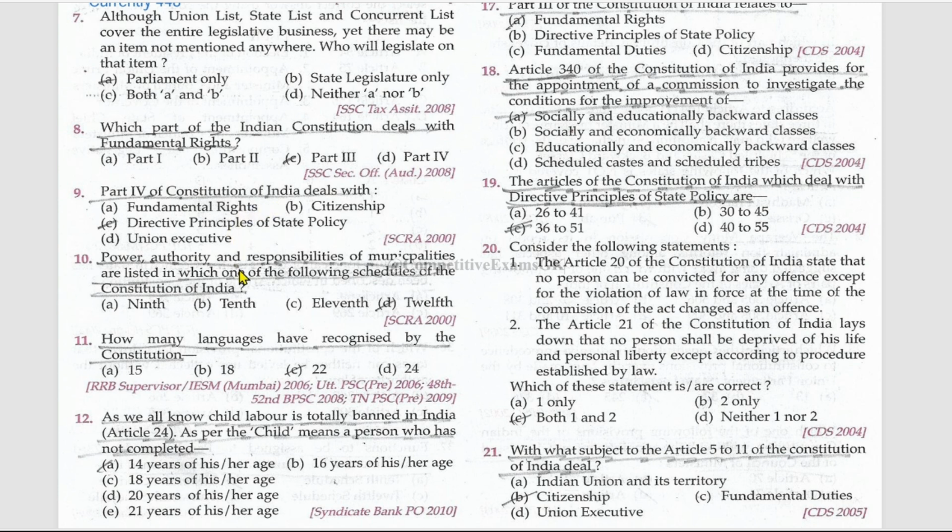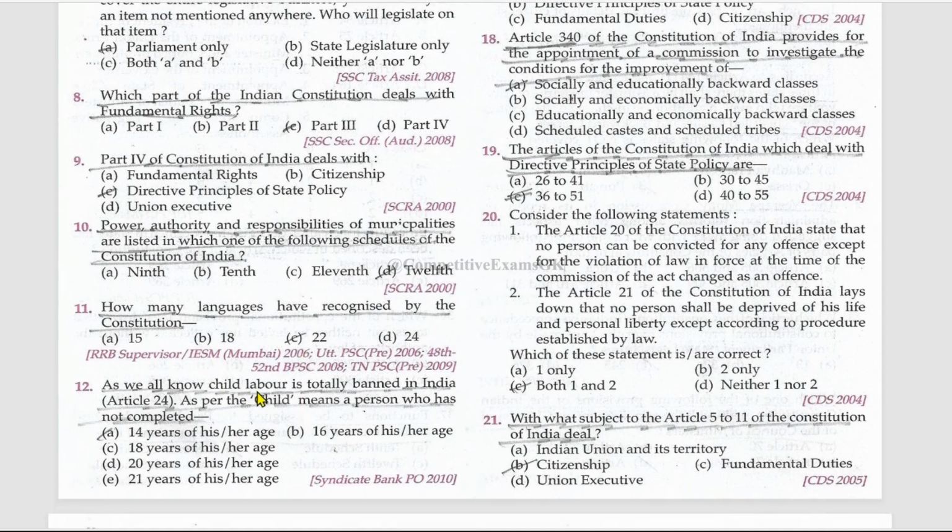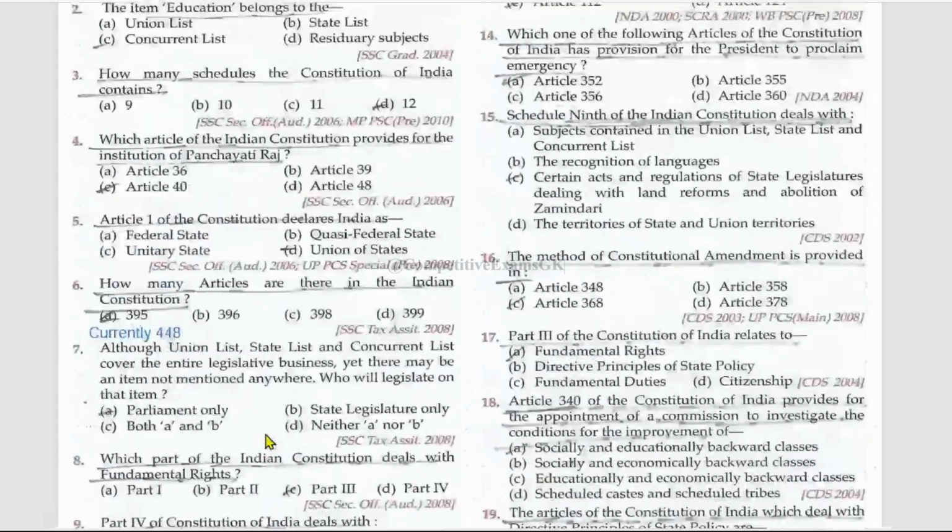Power, authority, and responsibilities of municipalities are listed in which one of the following schedules of the Constitution of India? 12th. How many languages were recognized under the Constitution? 22. As we all know, child labor is totally banned in India under Article 24. As per the Constitution, a child means a person who has not completed 14 years of age.